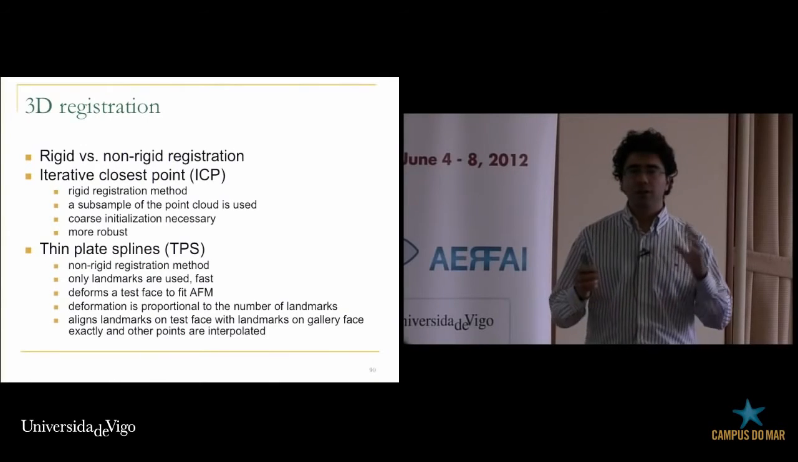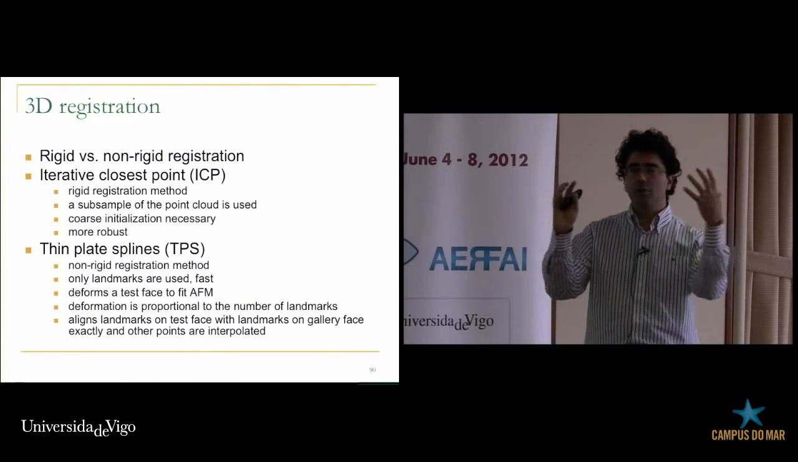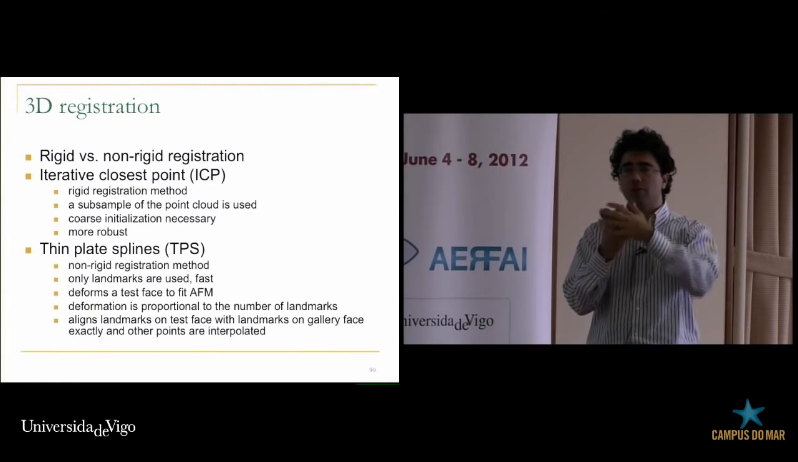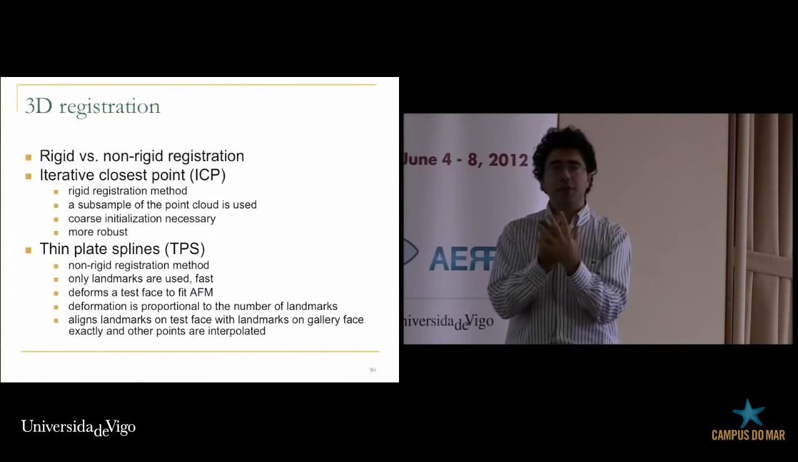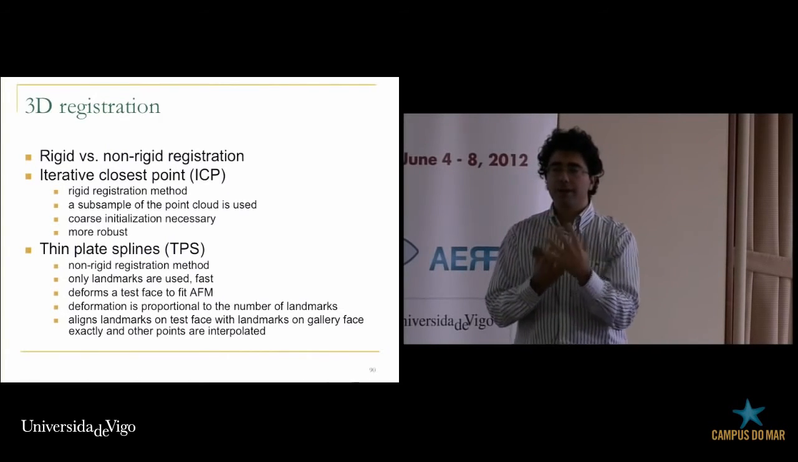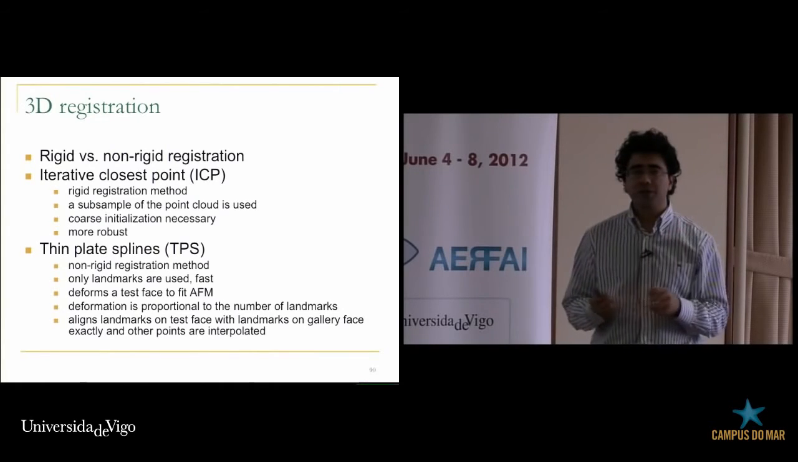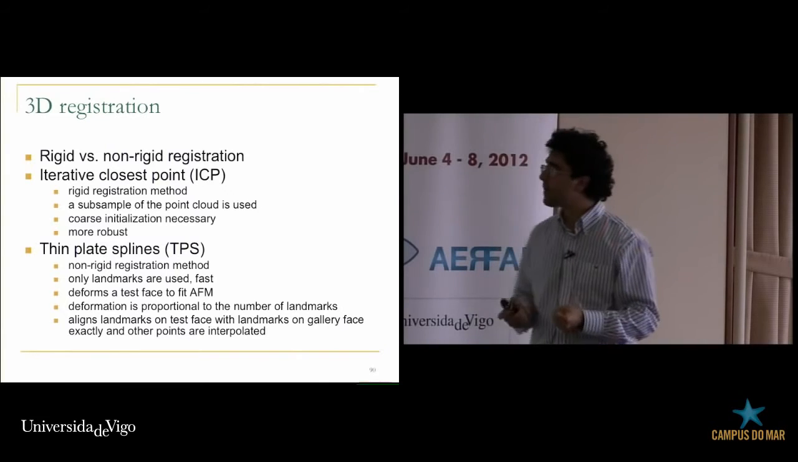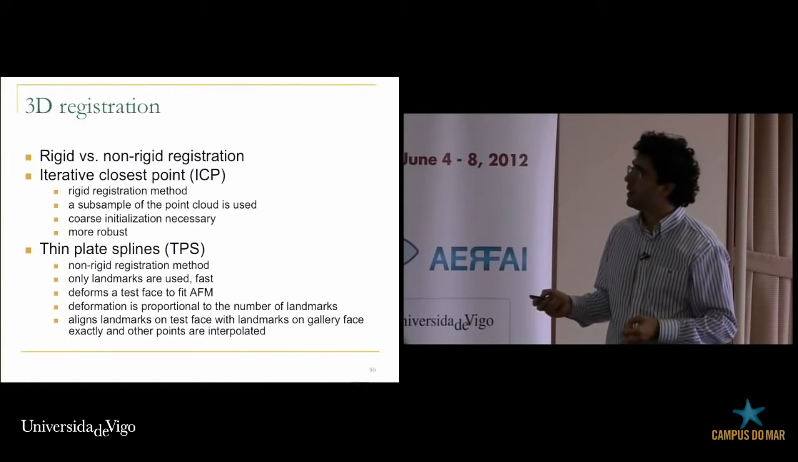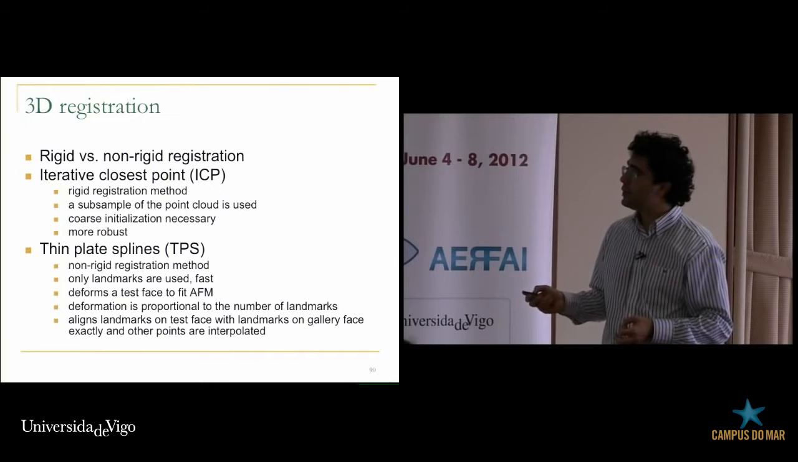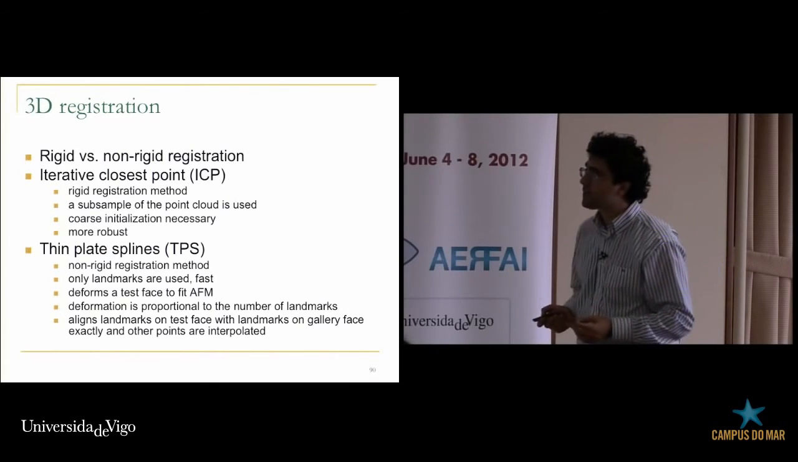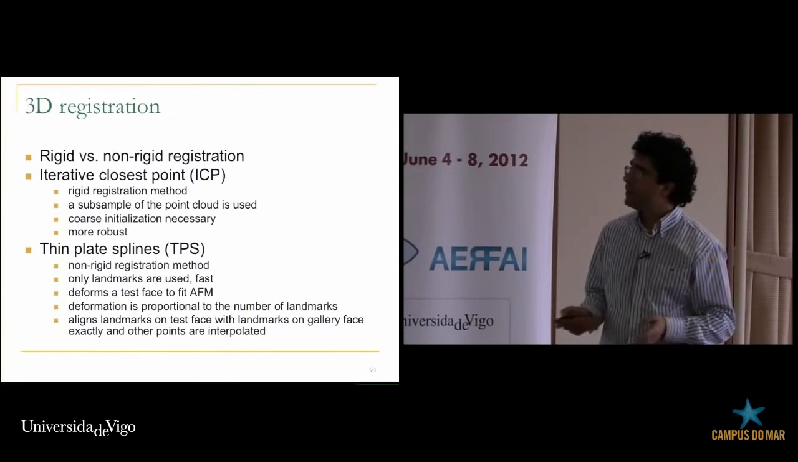Registration means you have a 3D object. You don't disturb its shape. You just rotate or translate that shape, and you fit it that way. In non-rigid registration, you can bend it. You can actually deform your object. And the most classical algorithm for rigid 3D registration is ICP. It's iterative closest point. It's a rigid method.